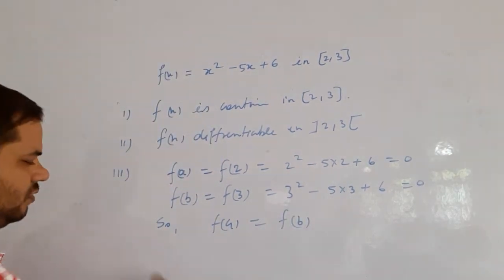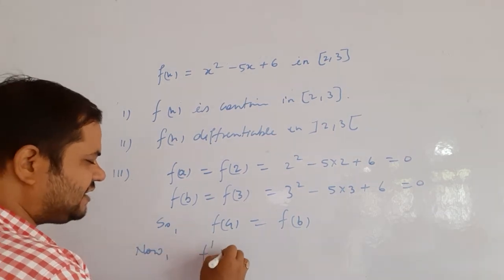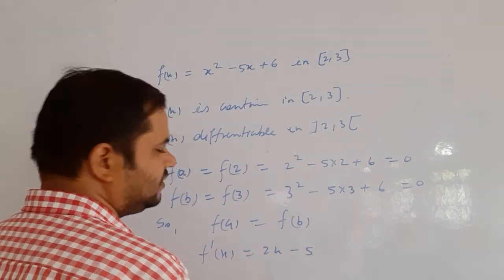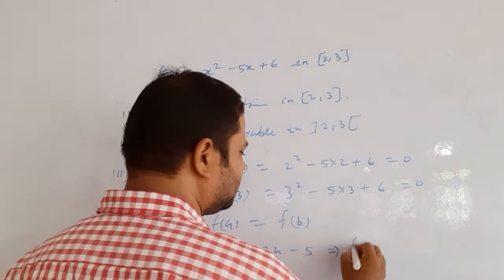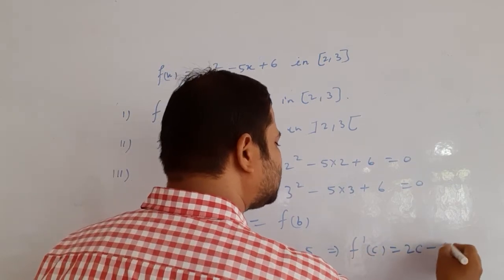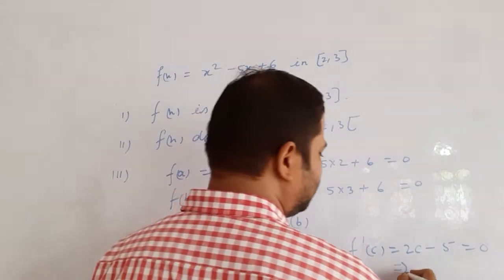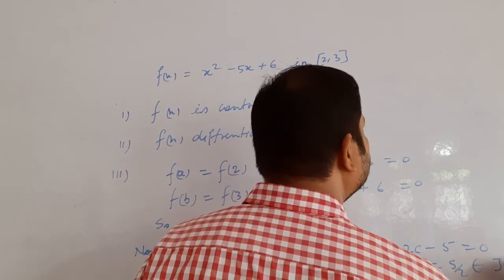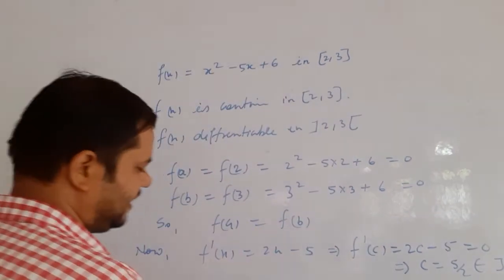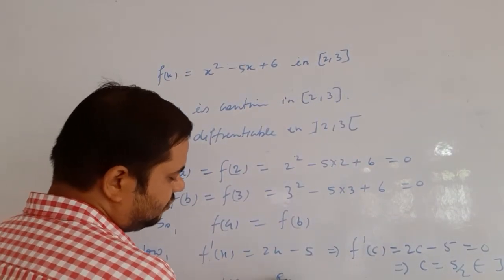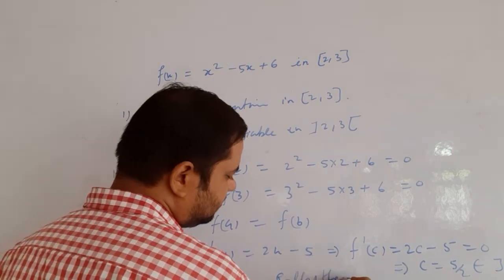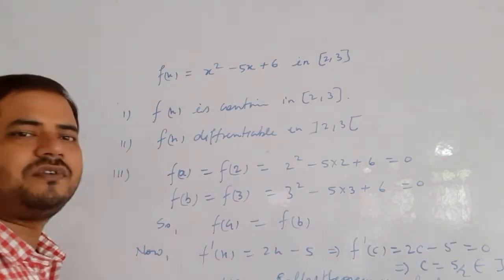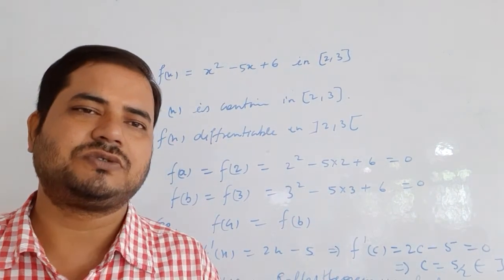Okay. Now f dash x is equal to 2x minus 5. So f dash c is 2c minus 5, and this is equal to 0. And this means c is equal to 5 by 2. And you know very well this belongs to open interval (2, 3). Hence, Rolle's theorem is verified for this particular function. So note it down.